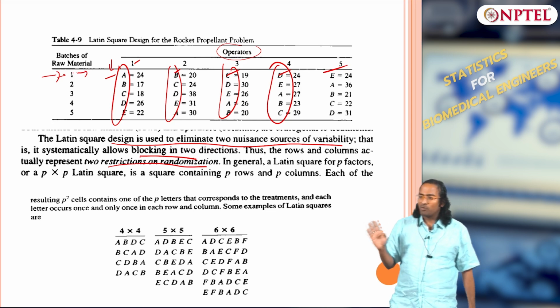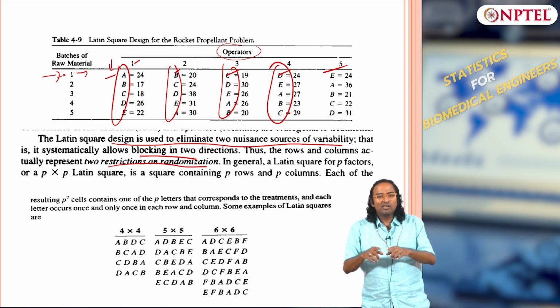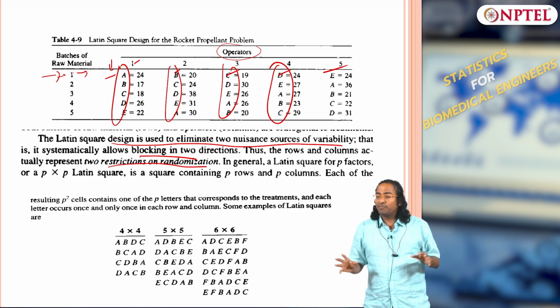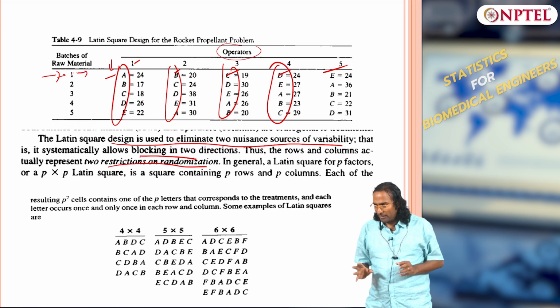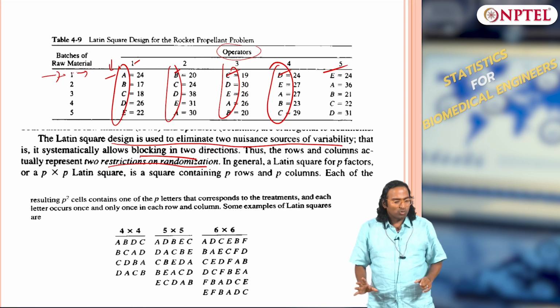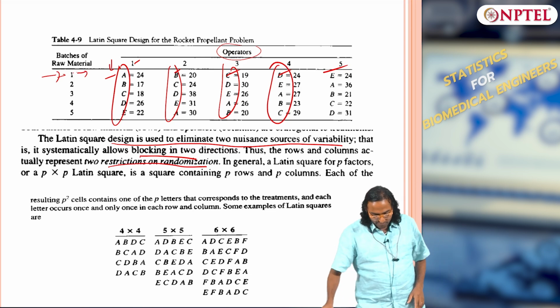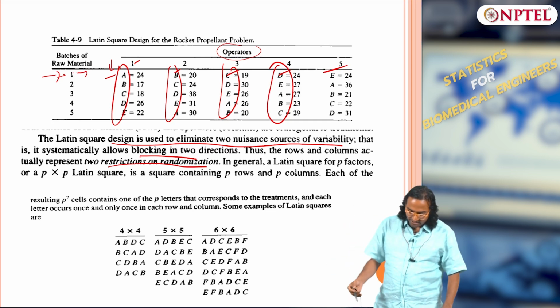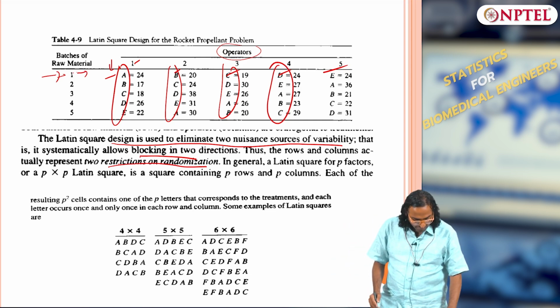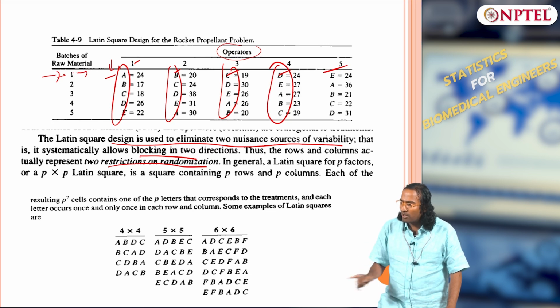The moment you talk about 3 factors, it especially comes to a square design. You can create multiple smaller squares and compare, but still it has to be a square design. Okay. So you have 4 cross 4, 5 cross 5, 6 cross 6, etc. Remember, the idea is that every row and column should be exposed to the same number of treatments, the same levels of treatments, the same number of levels.